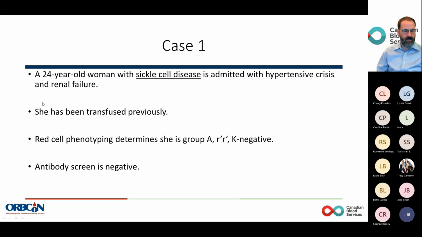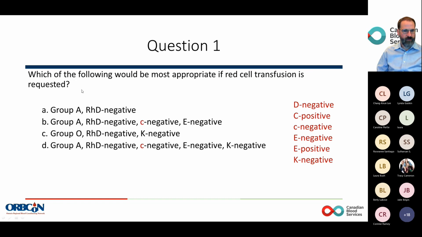For case 1, a 24-year-old woman with sickle cell disease is admitted with hypertensive crisis and renal failure. She's been transfused previously. She has a red cell phenotyping that determines she's group A, R prime, and K negative, and her antibody screen is negative. Question 1: which of the following would be most appropriate if red cell transfusion is requested?